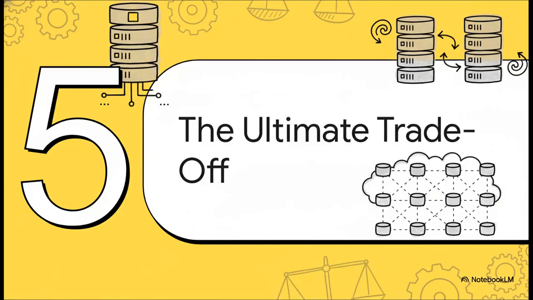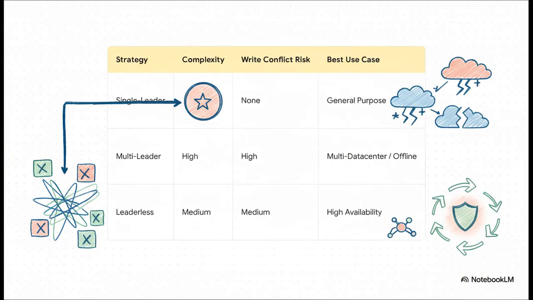Okay, so we've looked at 3 really different ways to do this: single leader, multi-leader, and leaderless. And the reason they all exist is because there's no single best answer. It always comes down to a fundamental trade-off that you have to make. So let's just break it down one more time. Single leader, it's the simplest, and it completely avoids write conflicts, which makes it a fantastic choice for most general-purpose apps. Multi-leader is super complex, and you're going to have to deal with conflicts, but it's really the only way to go for multi-data center or offline-first applications. And then there's leaderless, which is kind of in the middle on complexity and risk, but it is the absolute champion when you need high availability.